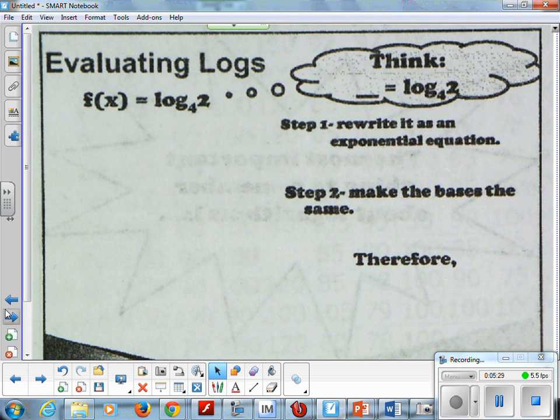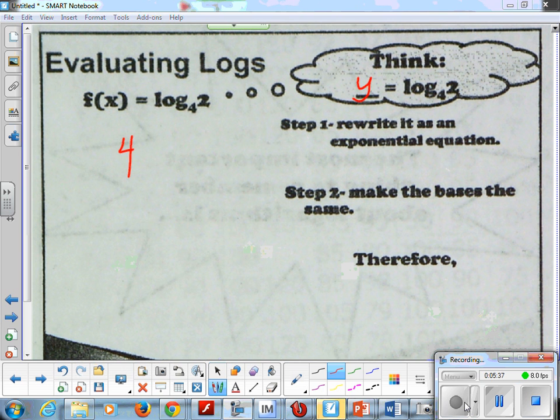You and your partner are going to solve this function. You're going to use the previous example as your guide. We replaced f of x with y, and we start with our base of 4. So 4 raised to the power of y is equal to 2. The second step is to rewrite them with the same base. What do 2 and 4 have in common? 2. So I'm going to rewrite these with a base of 2. What do I need to raise 2 by to get 4?